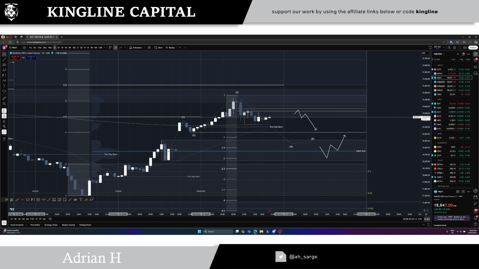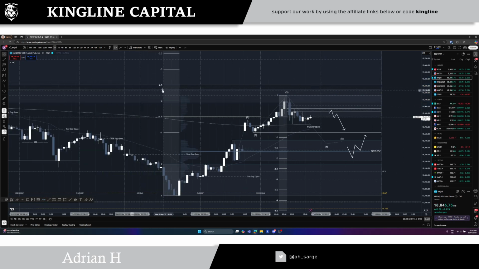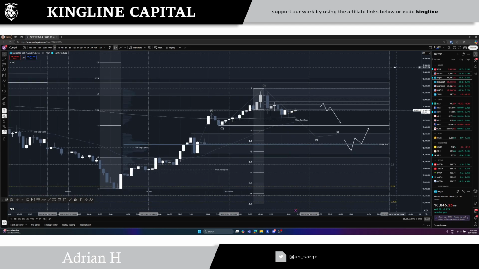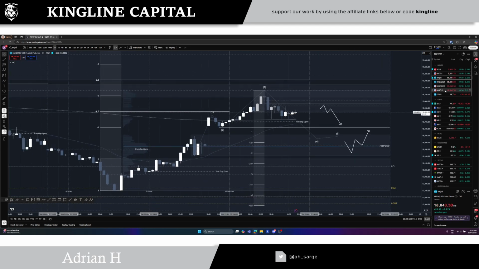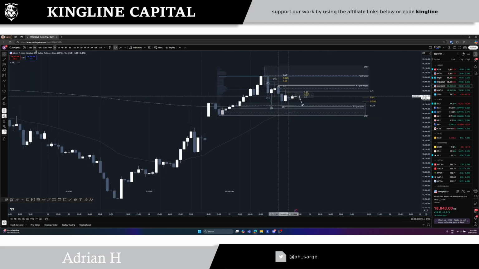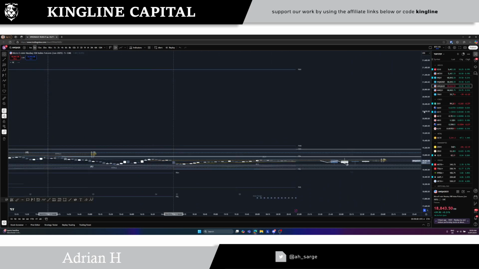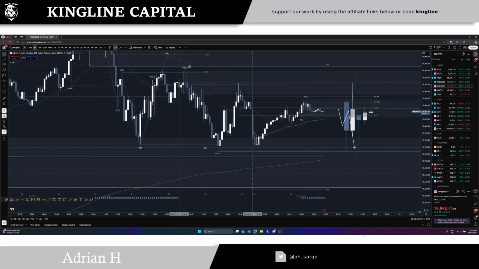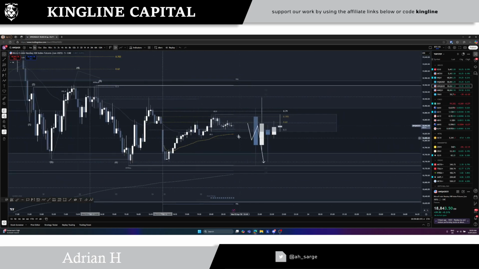Obviously invalidated if we shoot back up, candle closes above 50% of this zone, and a zone flip. And then continue up to SD 2.5. All right, let's jump onto that 5 minutes. We're looking.